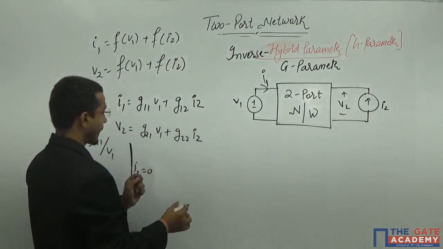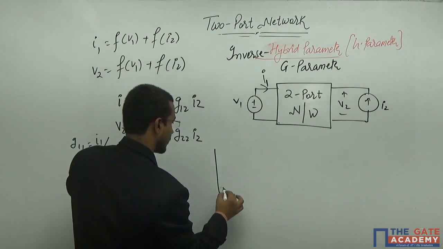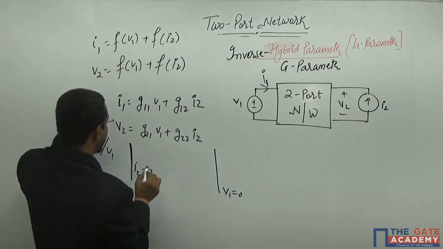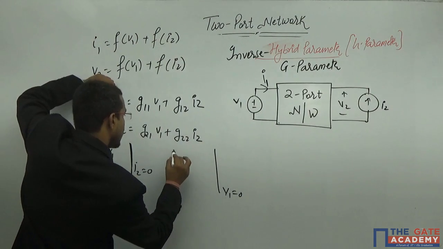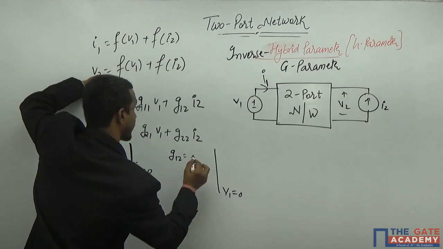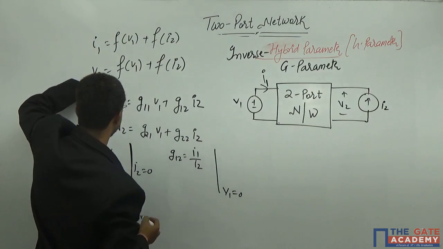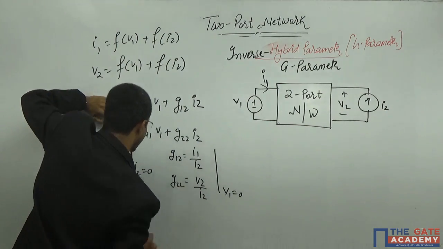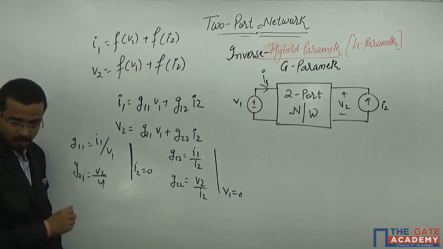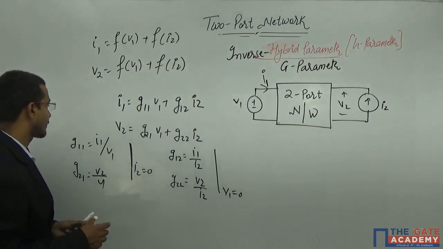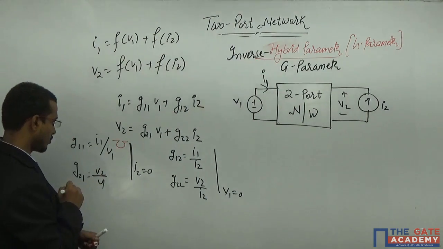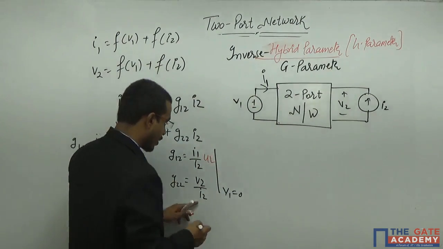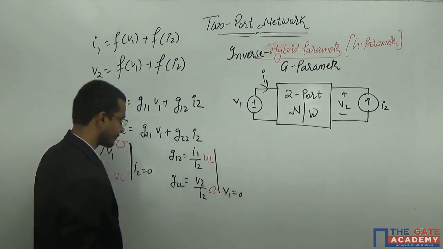Now, I will apply here. That means I will remove this, V1 is equals to 0. And I will calculate the response I1 and V2. And I will get G12 is equals to I1 divided by I2 and V2 by I2, which is my G22. Again you will see here current upon voltage, that means you will get the admittance here which has the unit of mho, unitless, again it is also unitless, and voltage upon current, that means here you will get the ohm.